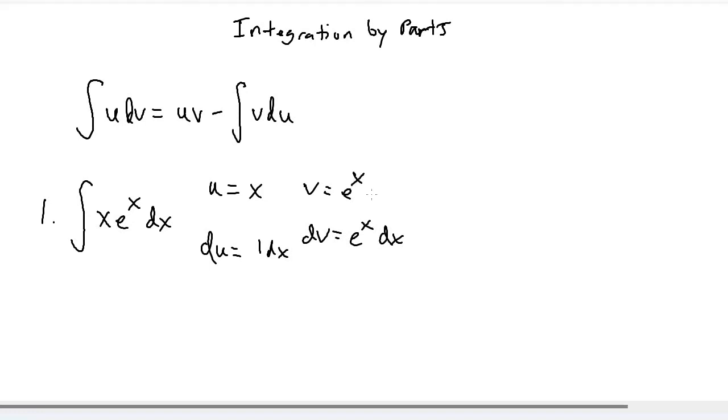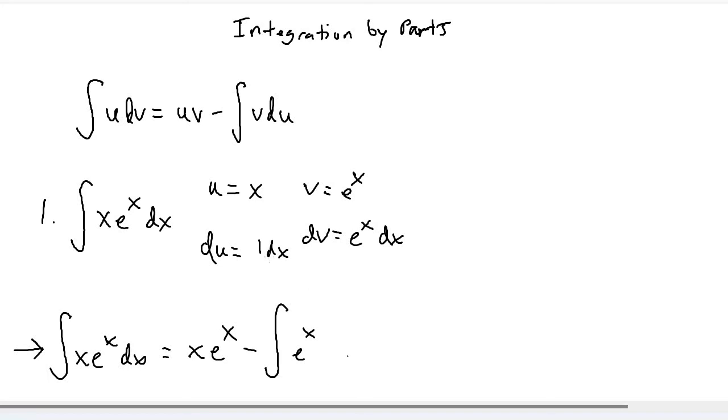So now I can use the information that I have and plug it into the formula. So the integral of x times e to the x is equal to u, which is x, times v, which is e to the x, minus the integral of v du. So v is e to the x times du, which is just 1 dx. And we already know the integral of e to the x is e to the x, so our final answer will be x e to the x minus e to the x plus c.